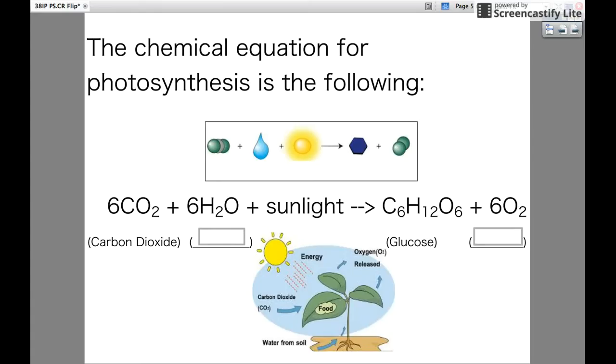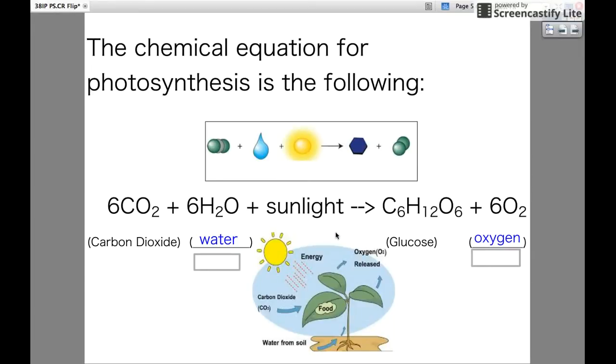Okay, moving on to our last piece of photosynthesis, the chemical equation, or how you write this in chemistry, for photosynthesis is as follows. There's a little simplified picture here. Some molecule plus water plus sun gives you some other molecule and some other molecule. What that is: 6 CO2, which just means carbon dioxide, plus 6 H2O, which just means water, plus sunlight gives you C6H12O6, which is also called glucose, which we can think of just as food for the plant, plus 6 O2, which is simply oxygen. So said in English, carbon dioxide plus water plus sunlight gives you glucose and oxygen.